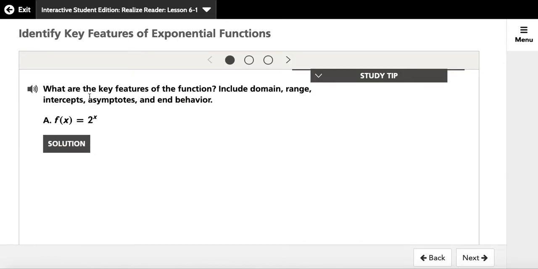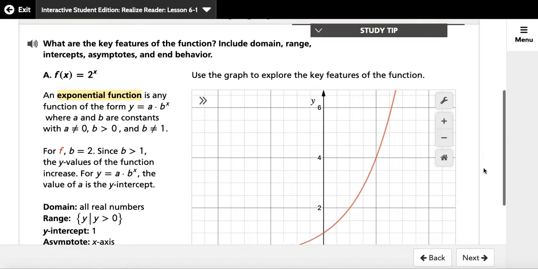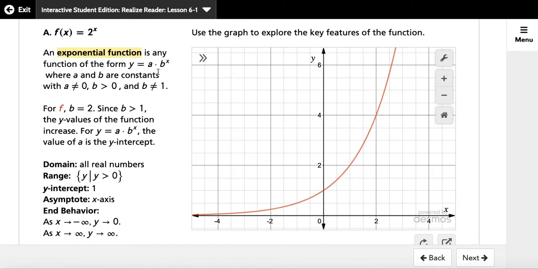They want us to see what the key features of the function are, including domain, range, intercepts, asymptotes, and end behavior, for f(x) = 2^x. When the variable is up in the exponent, that makes it an exponential function. An exponential function is any function in the form y = a times b^x. This one has an a value of 1, and b is 2. And a and b are constants where a cannot be 0 and b has to be greater than 0 and b can't be 1. If it's 1, it's just a linear function. It doesn't grow or decay.